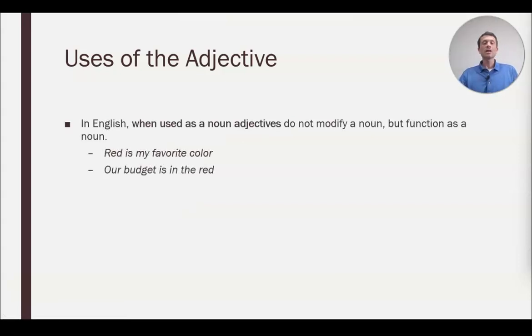And then in English, when used as a noun, adjectives don't modify a noun, but they actually function as a noun. And in this case, some English grammarians might actually just classify these as nouns instead of adjectives, but they're the same word. So you have red is my favorite color. Well, red is normally an adjective, right? Like a red car. Here it's functioning like a noun as the subject of a sentence. Or you could say our budget is in the red. Here red is functioning like a noun as the object of a preposition.